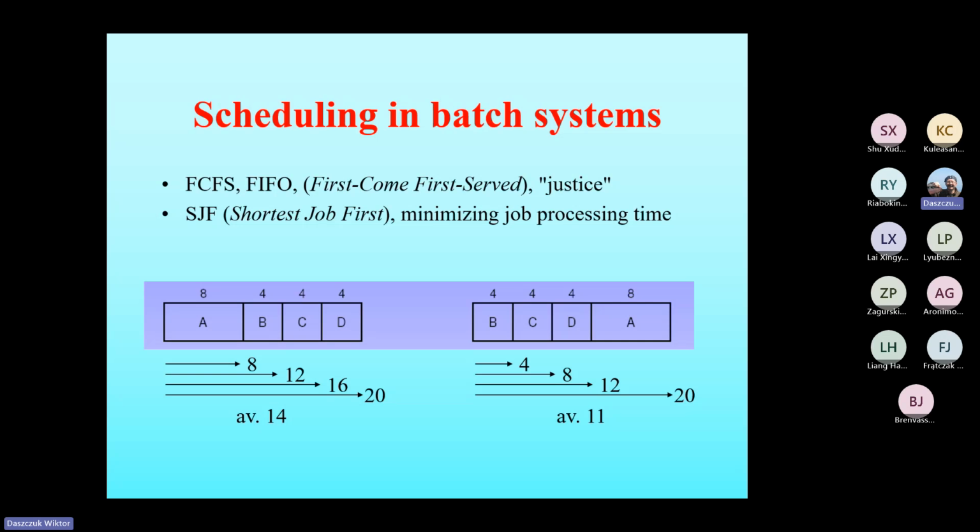If we have many processors, of course, we allocate, for example, B to the first processor and C to the second, assuming that we have 2 processors. They run. If B finishes, we take D. If C finishes, we take A. We always take the new shortest job if the previous job finished on this processor.